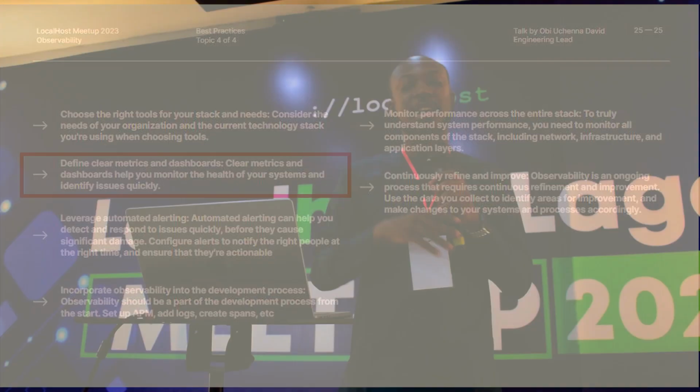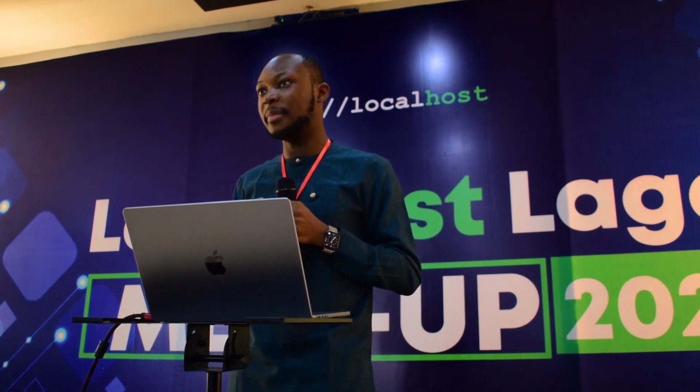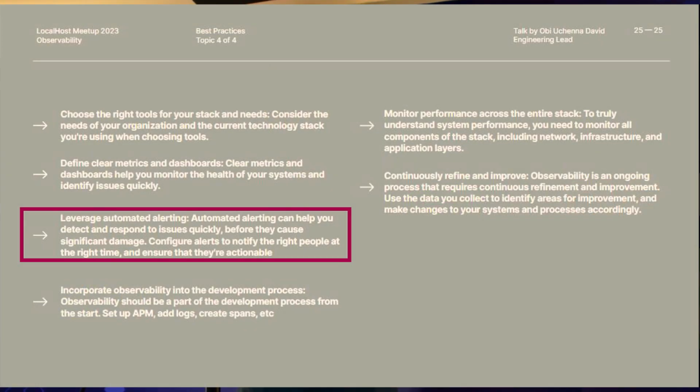The default or standard ones are CPU usage, memory usage, latency, RAM, disk space, all of that stuff. But for your own particular use case, there might be some things you'd want to define. For example, maybe the average database call time, or the number of database calls per span. Depending on your use case, you define clear metrics for the dashboards.